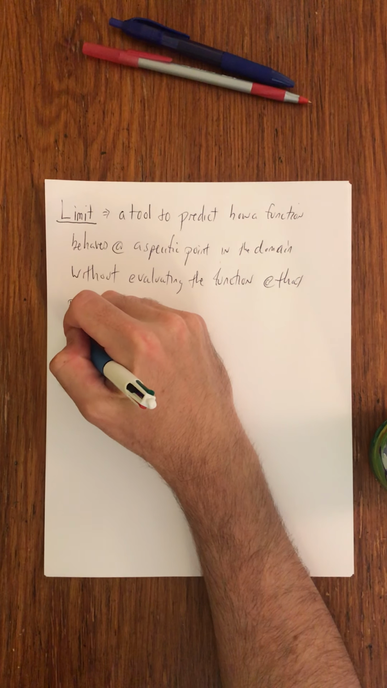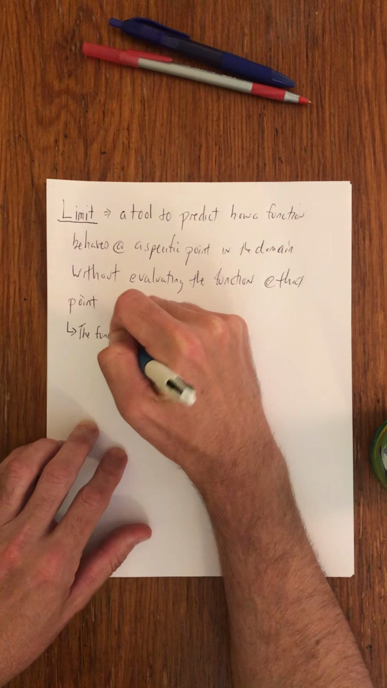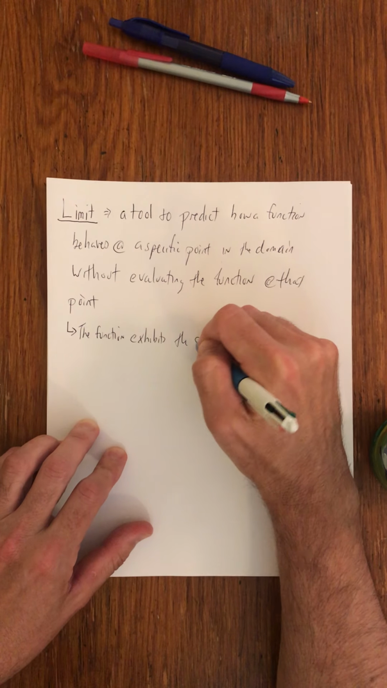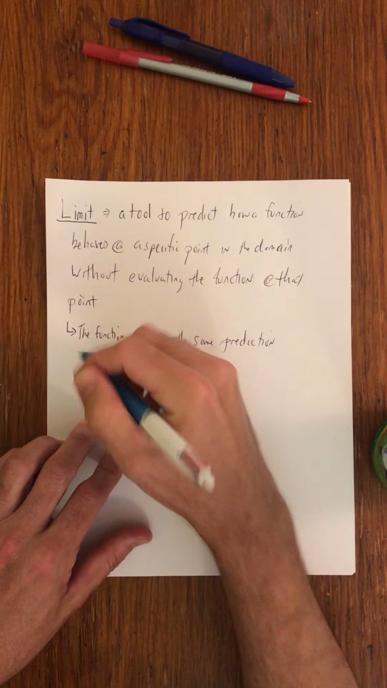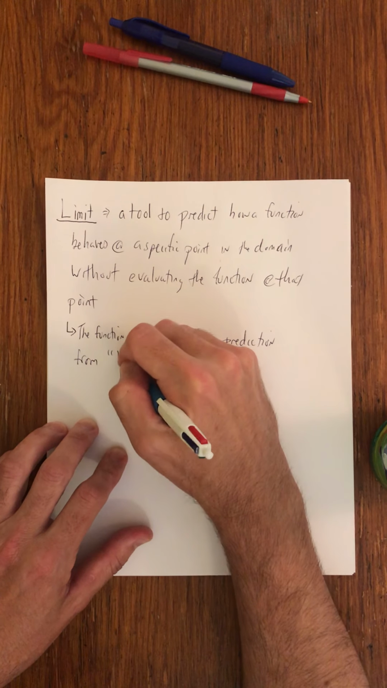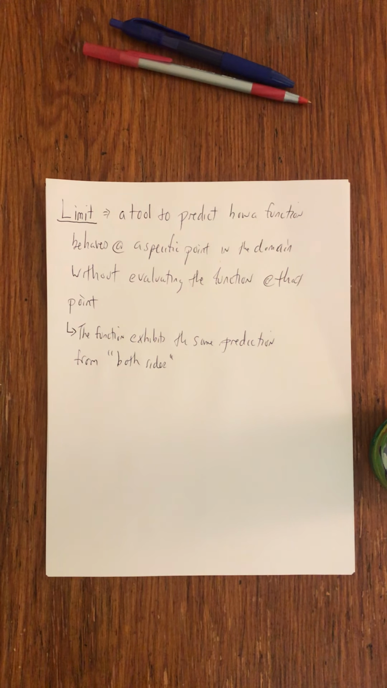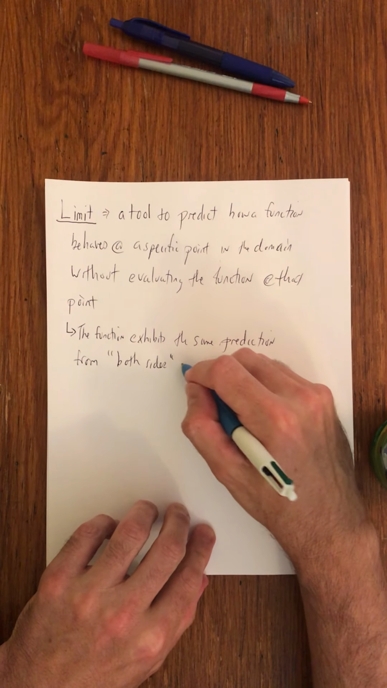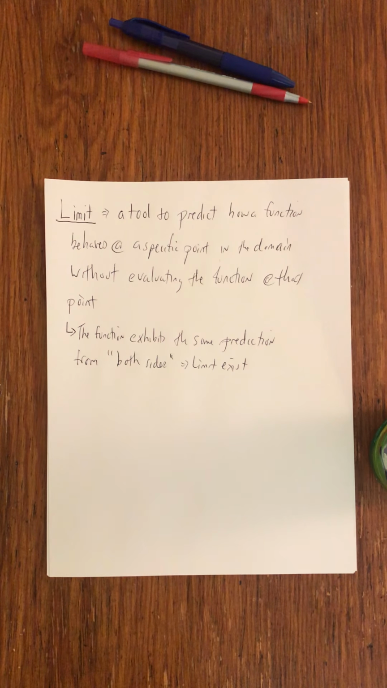And we said that the limit exists as long as the function exhibits the same prediction from, quote-unquote, both sides, right? That examining the function from the left and from the right would yield the same answer. Then we would say the limit exists. And if it gives you two different predictions, then the limit does not exist, okay?